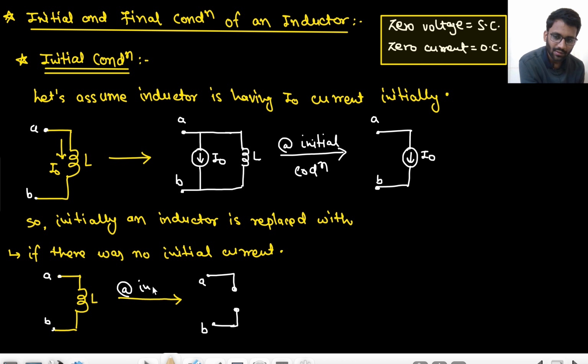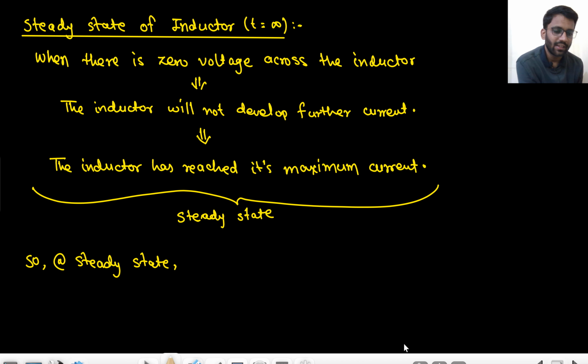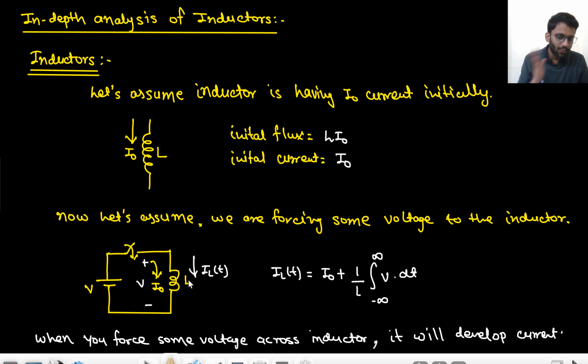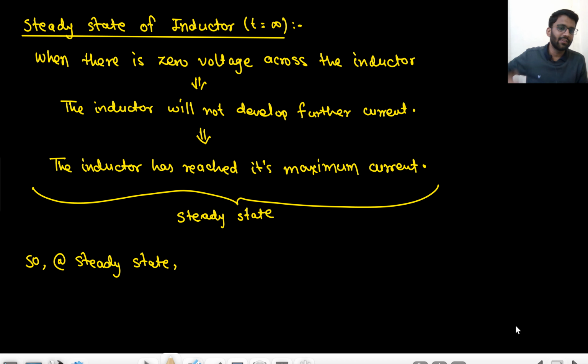Now what do you mean by t equals to infinity? T equals to infinity means steady state of the inductor. At steady state of the inductor, what will happen? What is changing in the inductor? When we applied the voltage, the current was changing, the current was increasing. The voltage V was the same, but the current was increasing. In case of capacitor, when there was some current, the voltage was increasing. So now the current is increasing. Till when will the current increase? Until the voltage becomes 0.